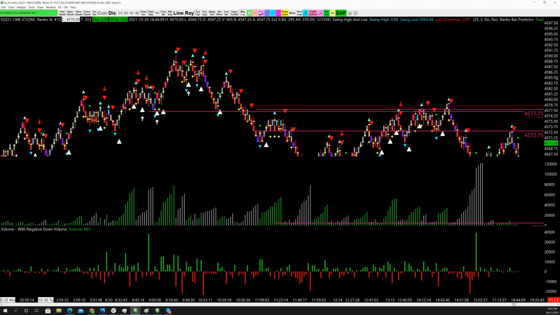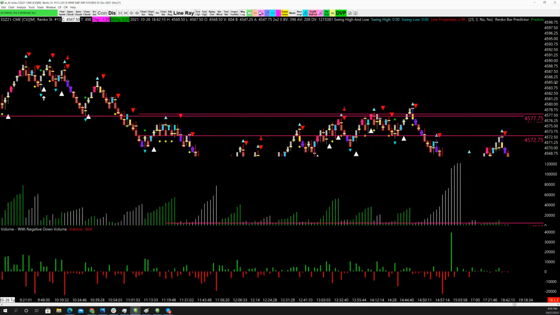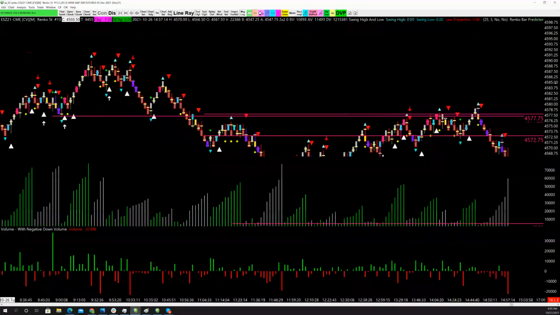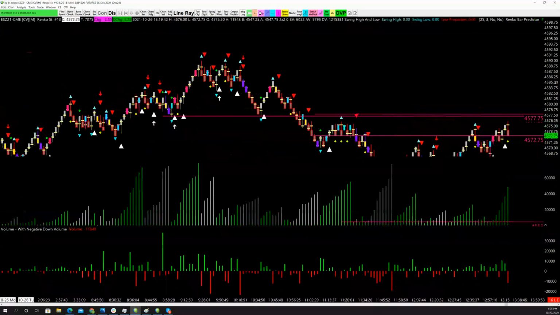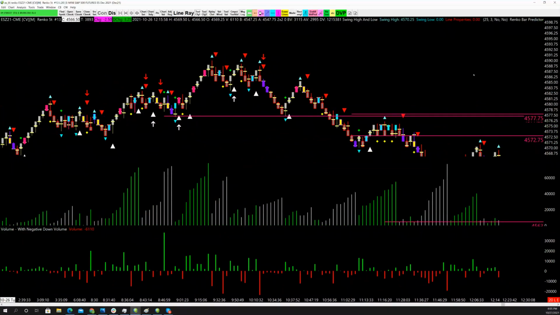a very specific power bar combination. If you get a power bar up and a power bar down, it comes within three bars of each other. I don't even know if we get it here. We get it right here. So it became the pivot as well.